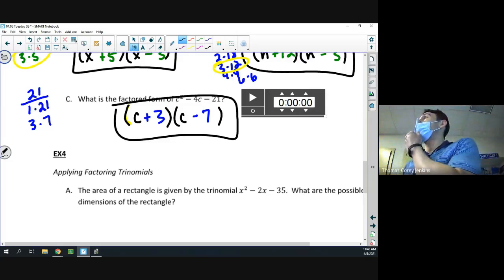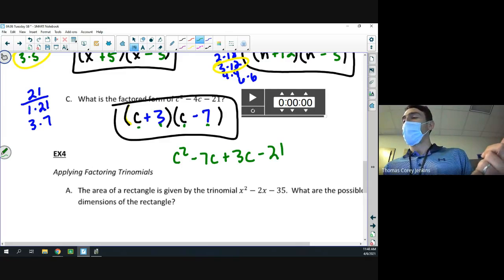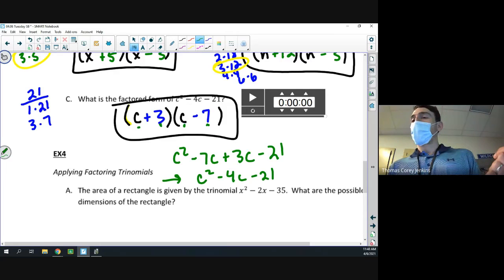And then, guys, I'll just finish with this point. Remember that when you're on your own or when you're taking a test and you can't compare with your neighbor, the way to check these is just multiply them out, right? Guys, there's no need to pack up. Take C times C to get C squared. Take C times minus 7 to get minus 7C. 3 times C to get 3C. 3 times minus 7 to get minus 21, which gives us C squared minus 4C minus 21, which we know is what we were trying to factor. So that's when you know you have the right answer.